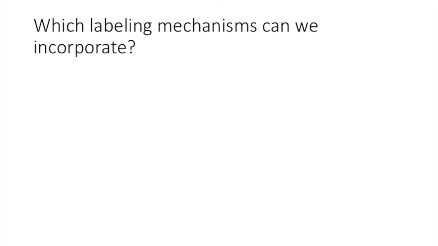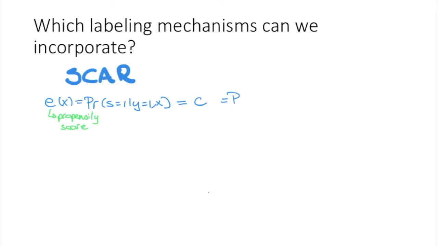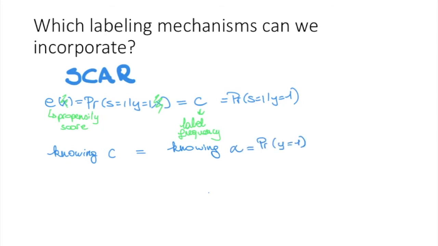So we are going to learn from positive and unlabeled data by incorporating the labeling mechanism. So naturally, the first question to ask is which labeling mechanisms can we actually incorporate? Well, most of these PU learning methods were developed for the SCAR assumption. Under this assumption, every positive example has the same constant probability to be labeled, which is the label frequency. So the propensity score for each instance is equal to the label frequency and it hence does not depend on the features. Remember that knowing the label frequency is actually equivalent to knowing the class prior. Therefore, knowing the class prior is enough for applying these methods.